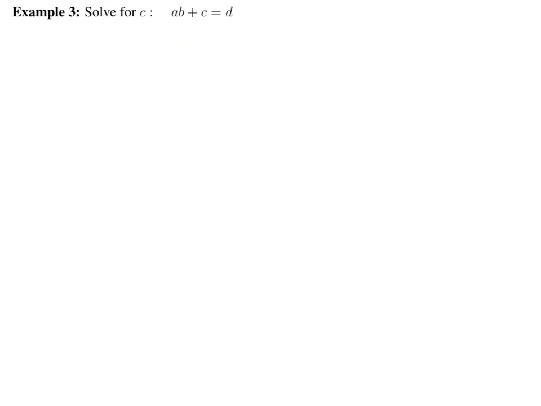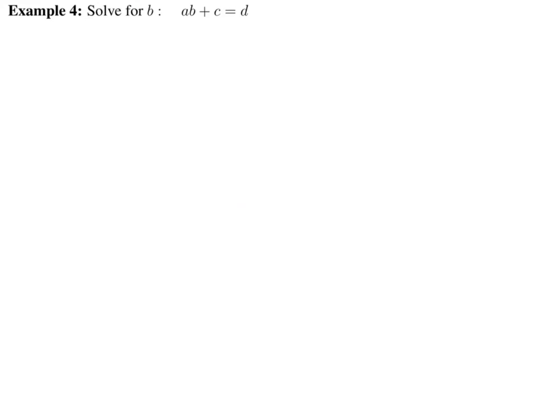Here we're supposed to solve for c in this equation. So I'm going to rewrite it so I have something to work with. And since the example is about variable c, I put a box around c. That whole ab term is added to c, so that whole ab term needs to be subtracted away from both sides of the equation, and c equals d minus ab. That's it.